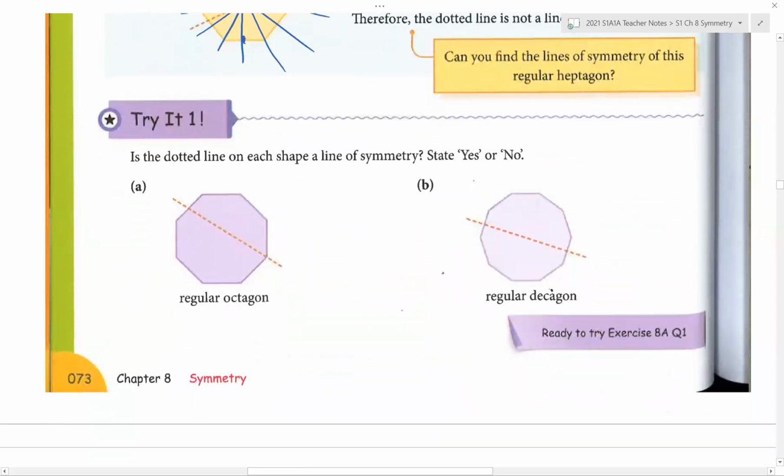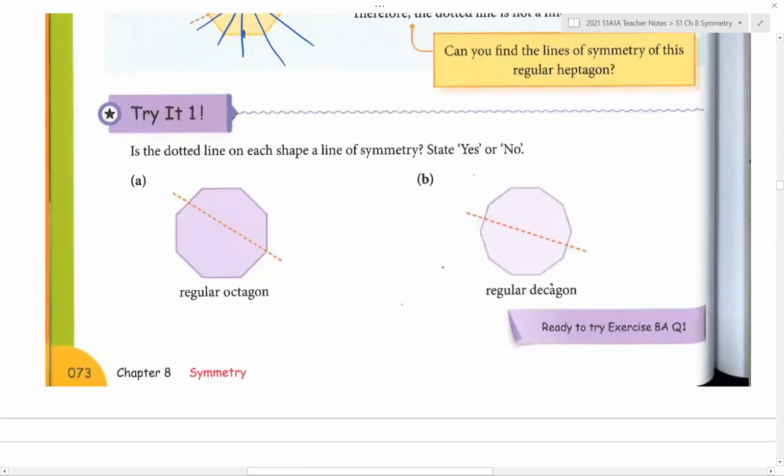Okay, so now try it. Is the dotted line on this shape a line of symmetry? Just have to state yes or no. Think about it first. Don't say out your answer. Okay, once you have decided, write it down in your book. A, is it a line of symmetry? Shah, is it a line of symmetry? No. Okay, why not?